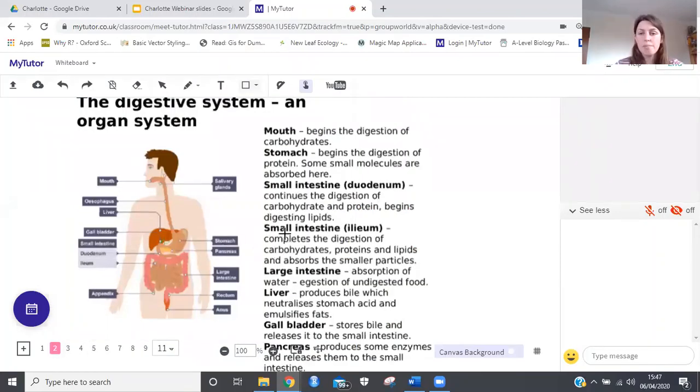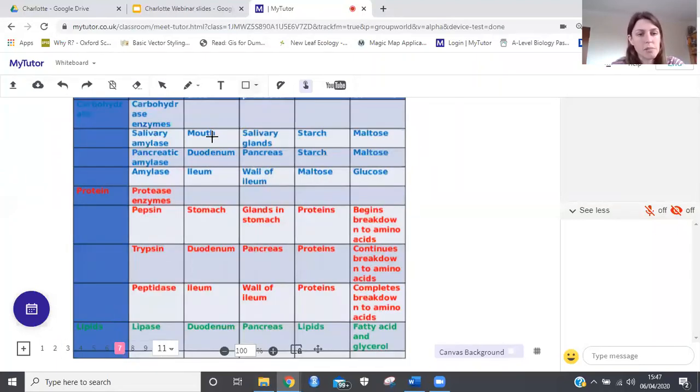Then we move to the ileum, and by now we've done quite a lot of the digesting. So now we're getting more around to the absorbing. So here we complete the digestion of carbohydrates, proteins, and lipids. There were a couple of extra enzymes here. So in the ileum, amylase works and does that final step in carbohydrate digestion down to those single glucose molecules that can then be absorbed into the blood. And peptidase completes the breakdown of proteins to amino acids. And lipids will finally be in their fatty acid and glycerol state.